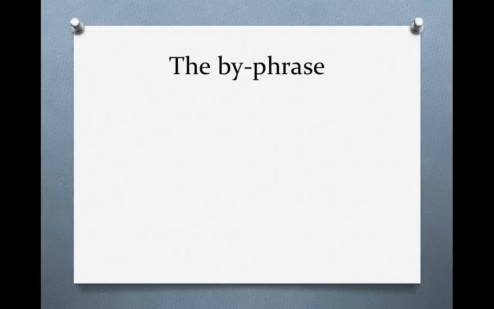Next, let's talk about the by phrase. You remember that when you're writing a sentence in the passive, you need a form of the verb be, plus the past participle, plus a by phrase. If you remember from the previous video, I told you that the by phrase is optional. Now, we're going to talk a little bit more about that.